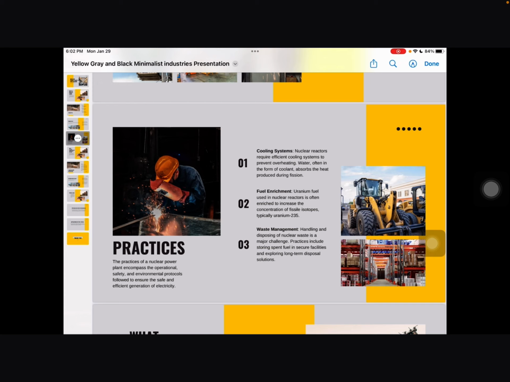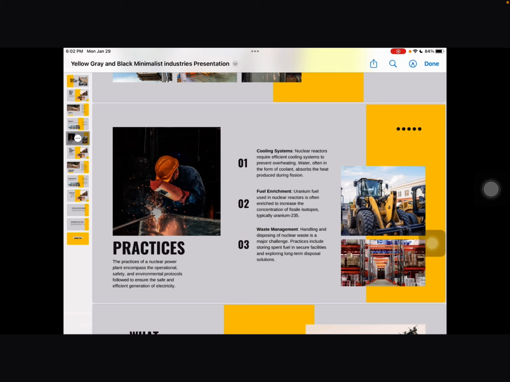And then let's proceed to practices of nuclear power plants. These practices of nuclear power plants encompass the operational, safety, and environmental protocols followed to ensure the safe and efficient generation of electricity. The first one is cooling system. Nuclear reactors require an efficient cooling system to prevent overheating. Water, often in the form of coolant, absorbs the heat produced during the fission.